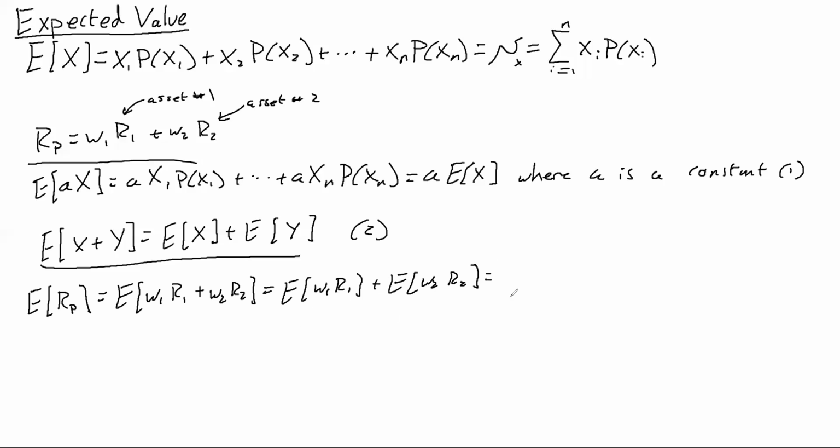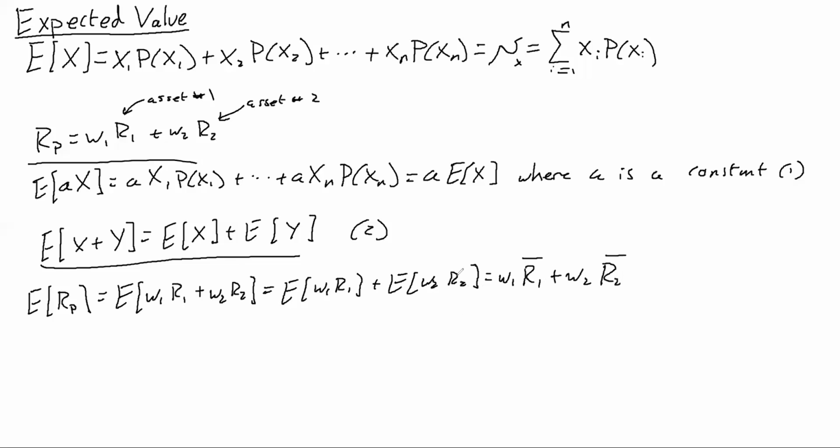So now back from formula 1. Remember, weight 1 is a constant. R1 is our random variable. This is the return of our asset 1. Weight 1, however, is a constant, so we can factor that out. So this would mean weight 1 times the expected value of R1. Remember, the expected value of R1 would just be the mean. So that would just be the mean of R1. I do R bar for that. Plus weight 2, we factor it out, and we get the mean of R2.